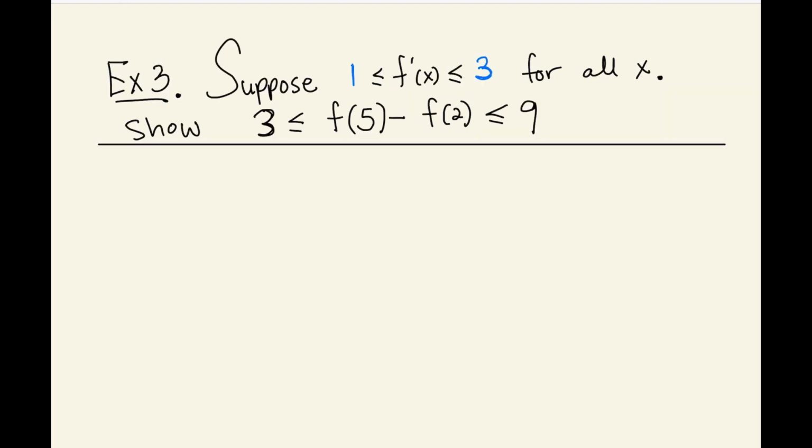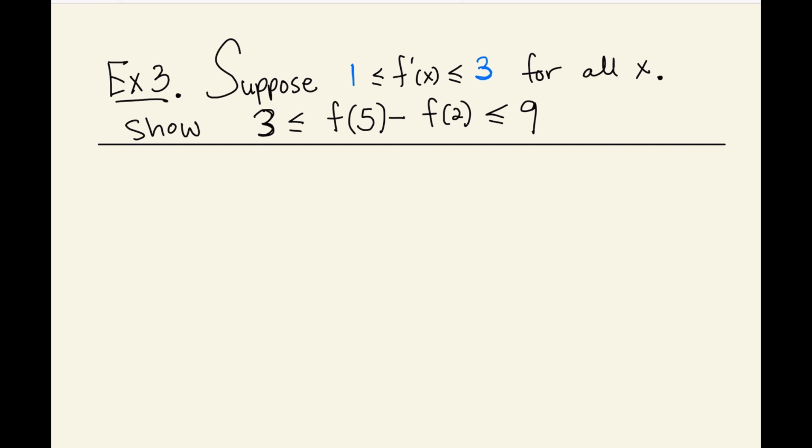For this example, suppose our derivative is bounded above and below, so the derivative is less than or equal to 3, but greater than or equal to 1. So the function is growing, but it's limited in how much it can grow, and it must grow at least by 1, and that's true for all x. We want to show that the change in the function over the interval [2, 5] is less than or equal to 9, and greater than or equal to 3.